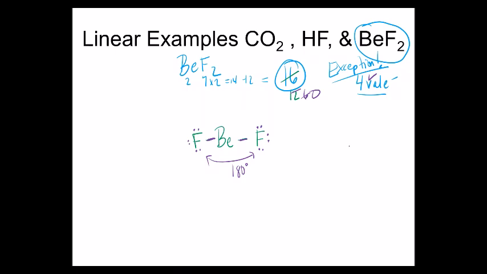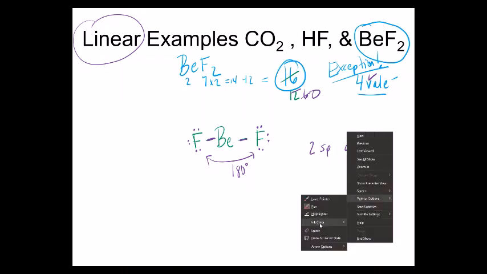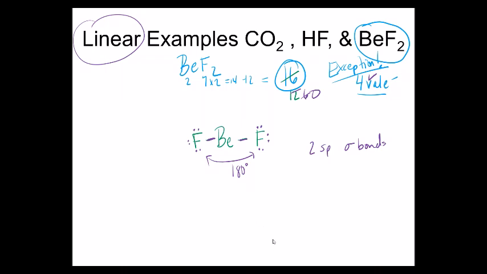Once again, these are sigma bonds because they're single bonds. They're sp overlaps though because we're in the linear domain. The hybrids are sps. So here we have 2 sp sigma bonds. Is this polar or nonpolar? That's the last question, right? Let's look at that. Any dipole moments here?